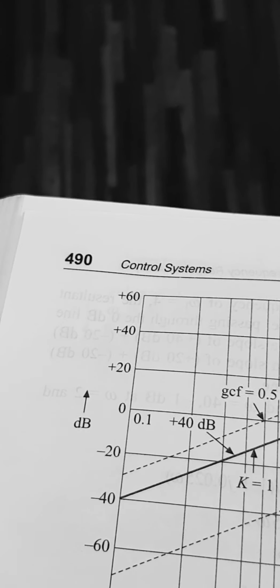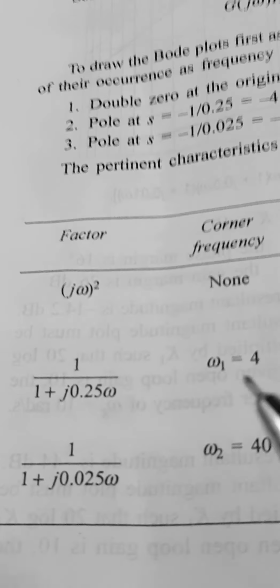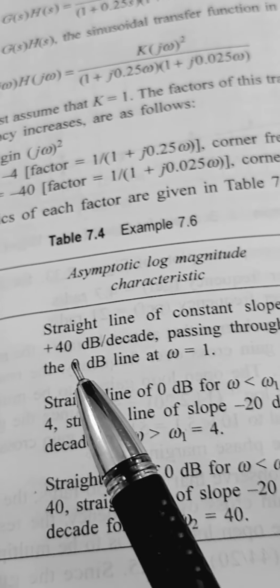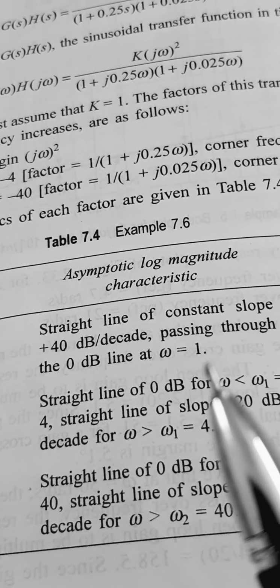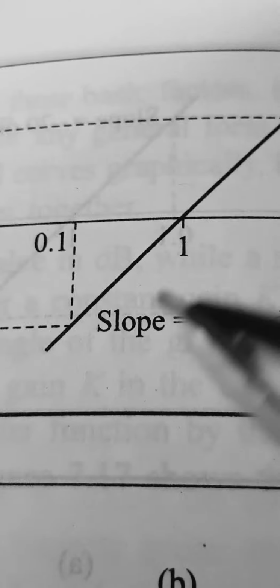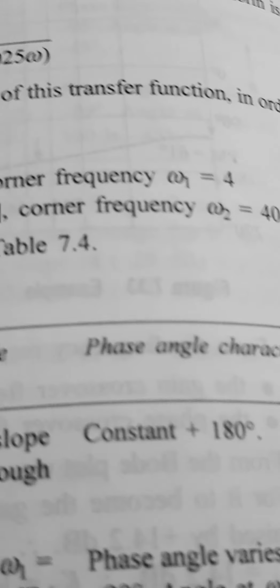Now you can see that the table explains all. For (j omega) square, the corner frequency is null, that corner frequency is not there. Then a straight line of constant slope of plus 40 dB per decade passing through the 0 dB line at omega equal to 1. And the phase angle is constant 180 degree.